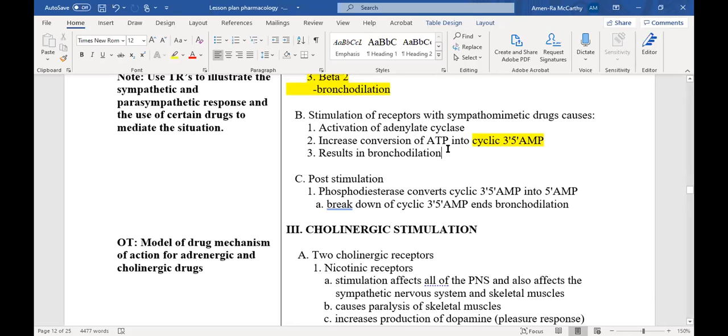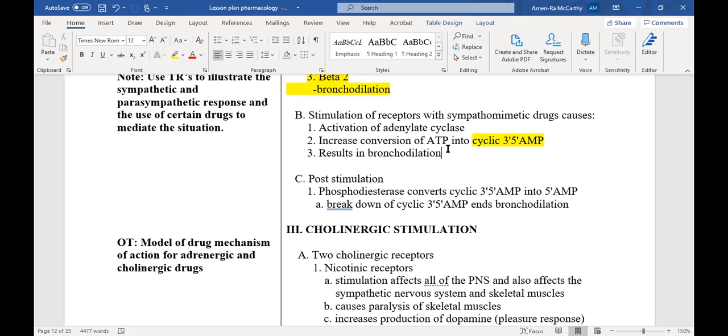Once you have breathed in the drug and you have activated that cyclic 3,5-AMP, you have activated your adenylate cyclase. And that adenylate cyclase then converts ATP into cyclic 3,5-AMP. And there we go. Ta-da, bronchodilation, right?